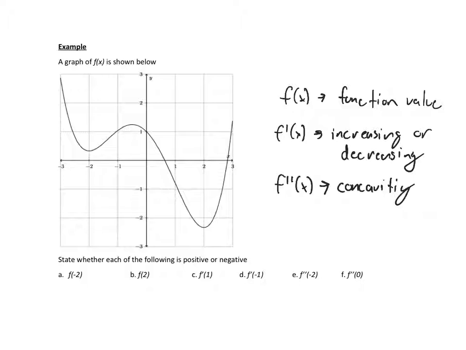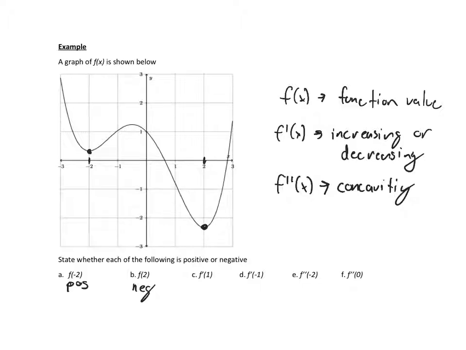Alright, so let's consider each of these following things, and we're going to determine if it's positive or negative. So f of negative 2. At the point when x is negative 2, is the function itself a positive or negative value? Well, since the actual function is above 0, f of negative 2 is positive. What about f of 2? When x is 2, the function is less than 0. It's down in the negative, so f of 2 is negative. So that's what we mean by the function value. Is the graph above or below the value of 0?